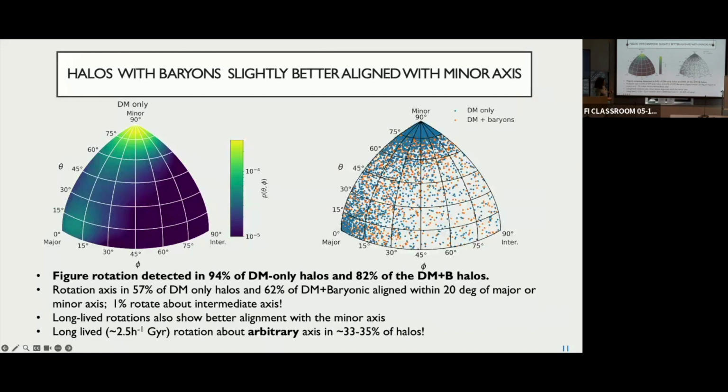So here the orange points are for the dark matter plus baryonic simulations. The blue points are dark matter only. And you see that most of the halos are rotating within about 20 degrees of the minor axis. Another fraction are rotating within 20 degrees of the major axis. About 1% actually rotate about the intermediate axis, and they don't seem to be particularly unstable. They can rotate for 4 gigayears about the intermediate axis. And then there's a small fraction, about 30%, which rotate about just arbitrary axes.